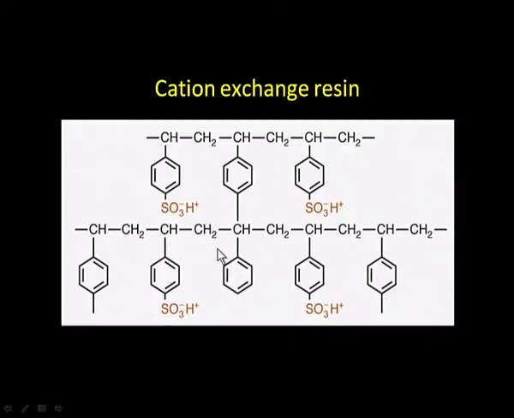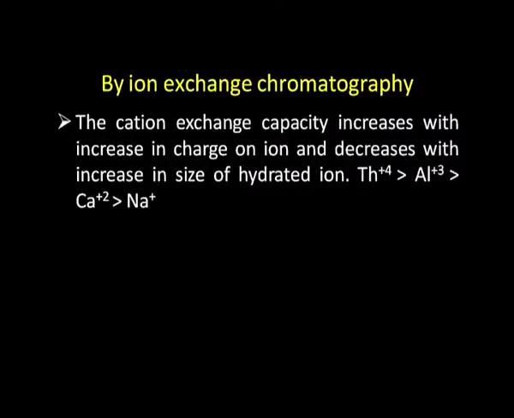which is getting exchanged. The cation exchange capacity increases with increase in charge on the ion, and it decreases with increase in size of the hydrated ion. Thus, thorium in +4 oxidation state has a better capacity as compared to that of aluminum, calcium and sodium.